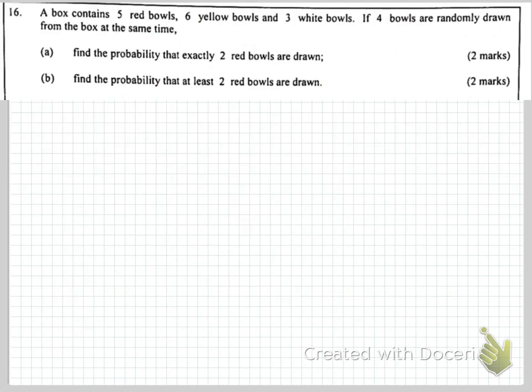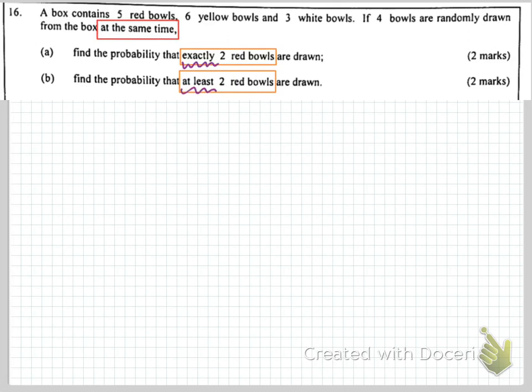Okay, the last question here. We have 5 red, 6 yellow, and 3 whites. If 4 balls are randomly drawn at the same time, now pay very particular attention: at the same time, without replacement, dependent events. Now we have 3 colors: 5 red, 6 yellow, and 3 whites. What is the probability that exactly 2 red are drawn? What is the probability that at least 2 red are drawn? The only difference between part A and part B is the keyword exactly and at least.